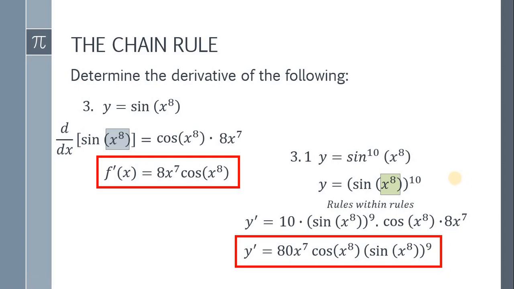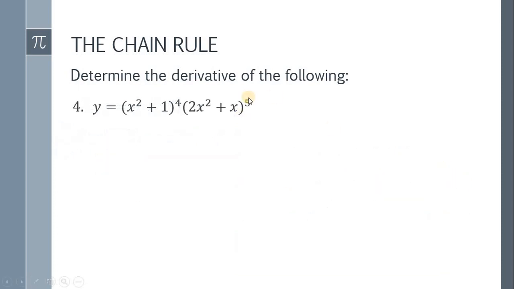Now let's move on to our last example. So we have y is equal to (x squared plus 1) raised to 4 multiplied by (2x squared plus x) raised to 5. So ito ay definitely rules within rules. Kasi ito ay power rule. May nakita tayo nakamultiply. So power rule. And meron siyang exponent. So gagamit tayo ng general power rule na may kasamang chain rule.